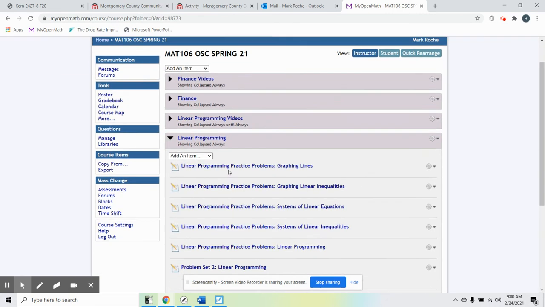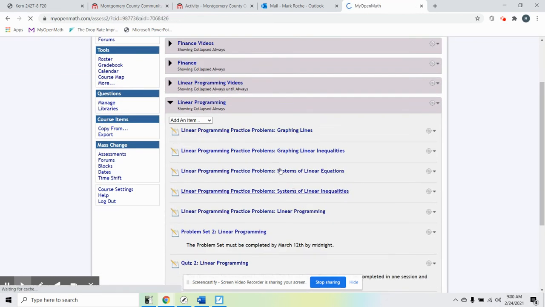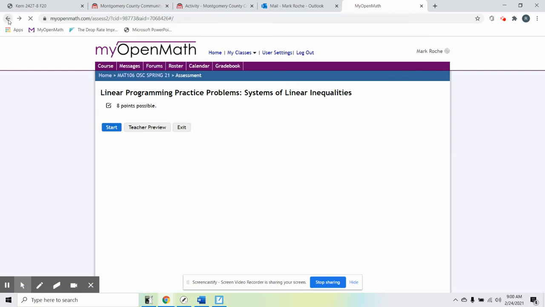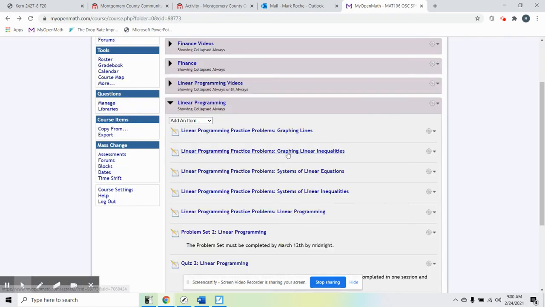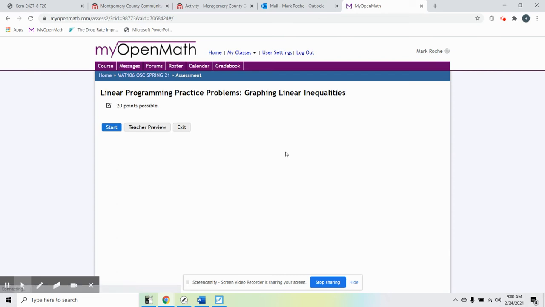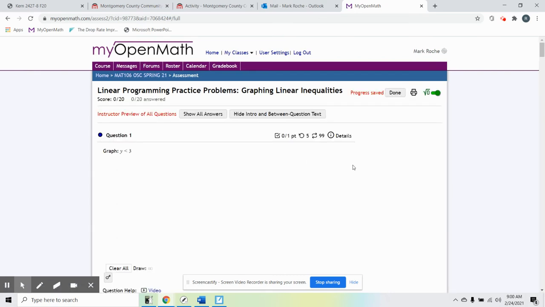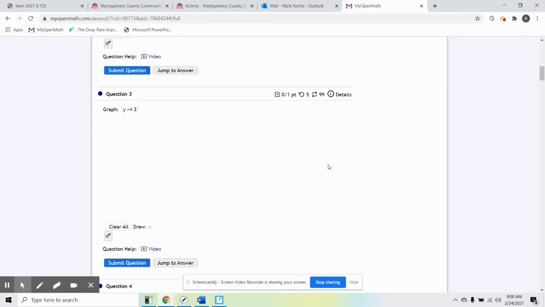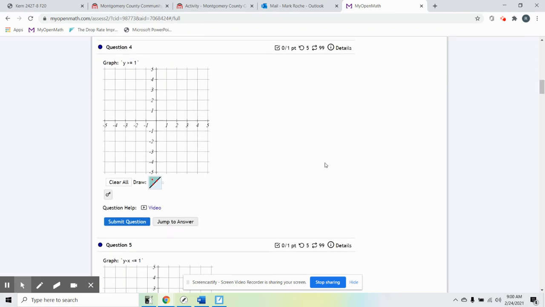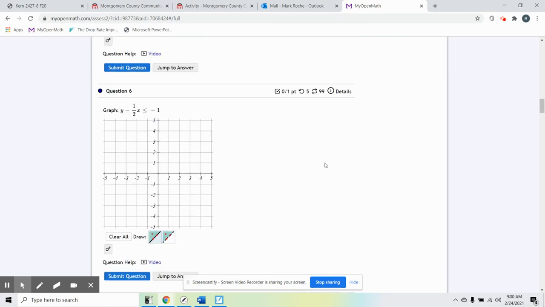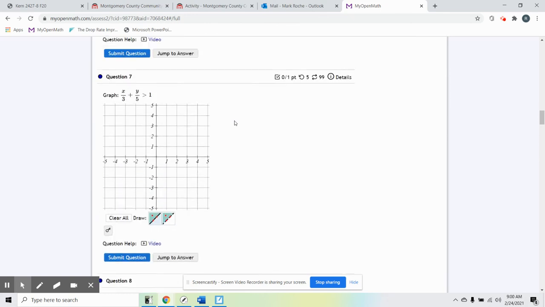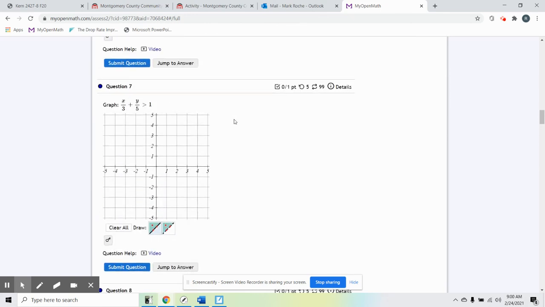Let's see here, linear programming. Nope, I want graphing inequalities. That's what I want back. Let's just go over these together real quick. So let's see here. Okay, so if I have this one, graph x over 3 plus y over 5 is greater than 1. So let me just copy this.